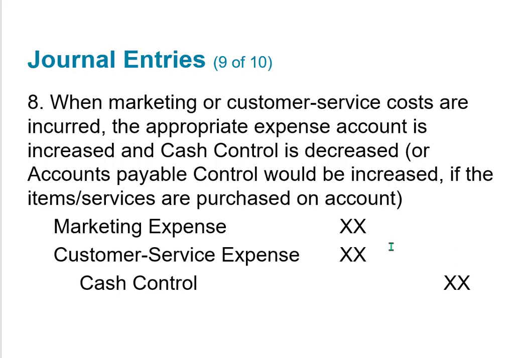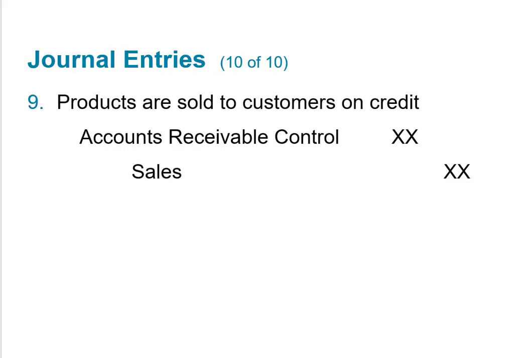Here we've got various expenses that were incurred through the period. We might have marketing, customer service expense. Here they're coming out of cash. This could also be a payable. And here's our sale. So we've got a debit to accounts receivable and a credit to sales. Remember that the sales side is recorded at the selling price, and the cost of goods sold is recorded at cost. So when you look at an amount for sales or accounts receivable, this includes both profit and cost, right?